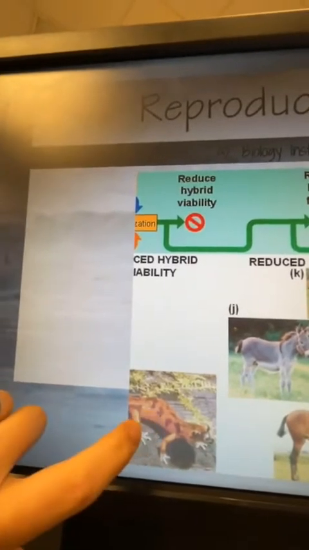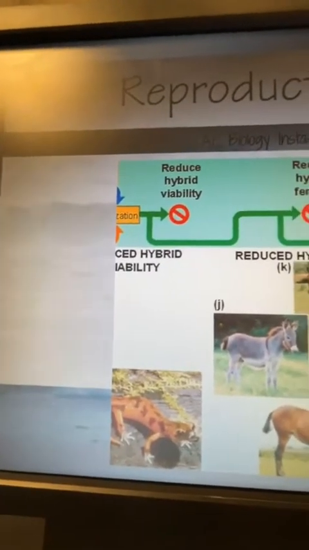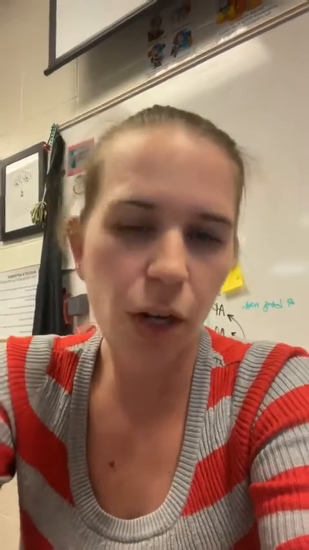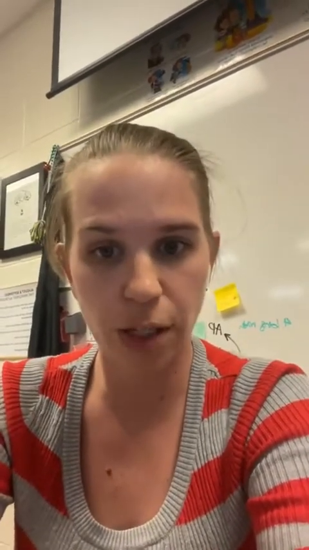This lizard right here sometimes is born without a tail, and well, it's just not healthy. It's not viable. It's not going to survive for a long time. And two organisms aren't going to mate to produce an offspring that isn't viable, or at least evolution tells us that they're not going to.